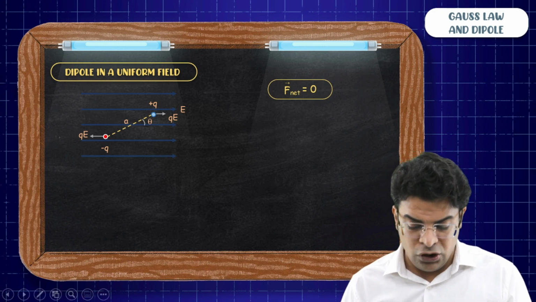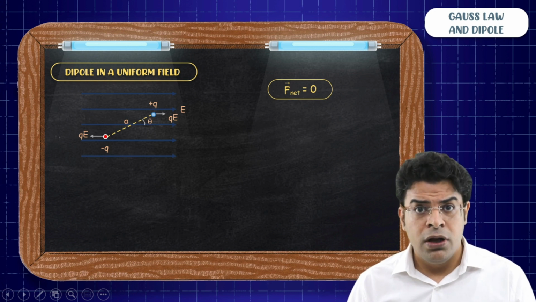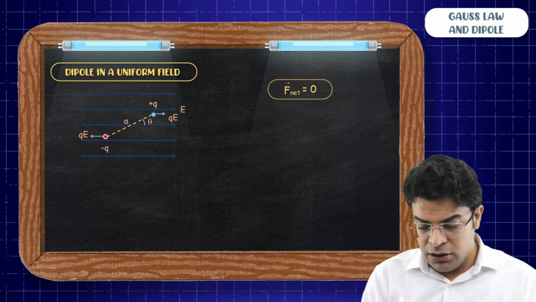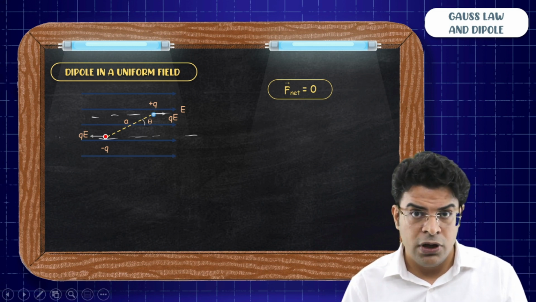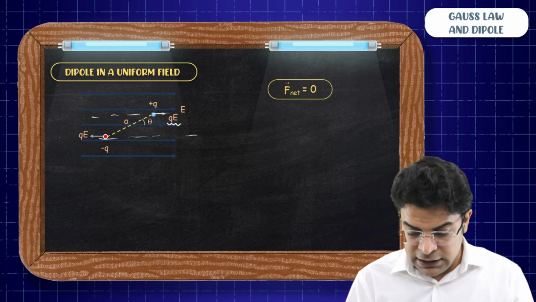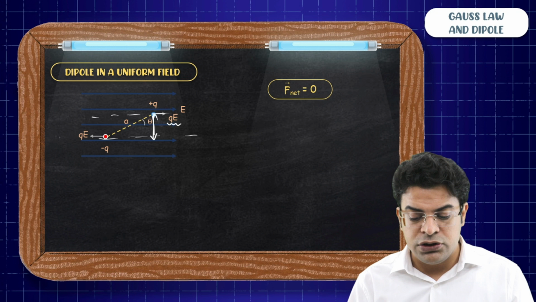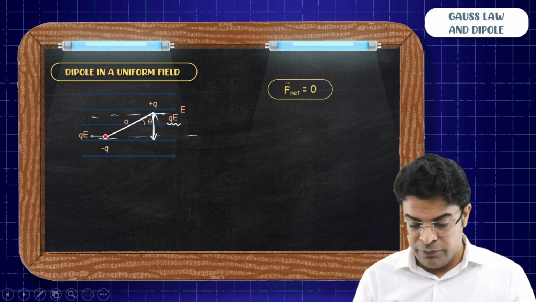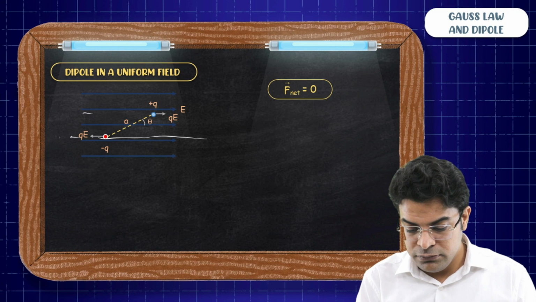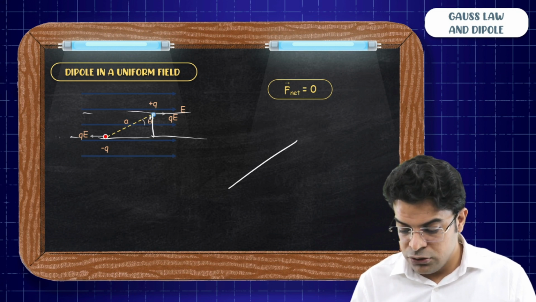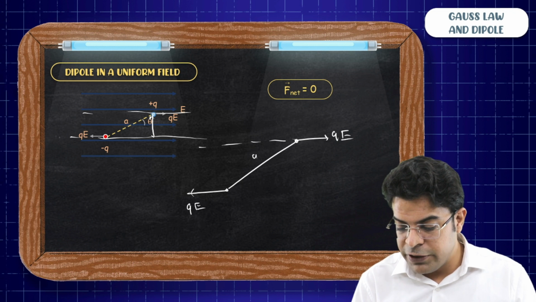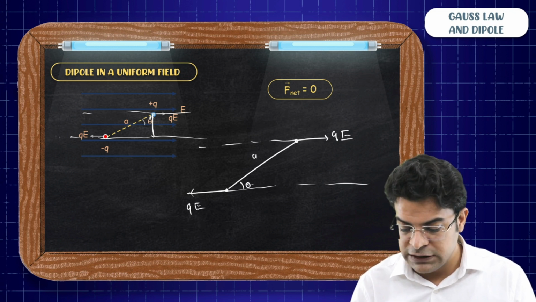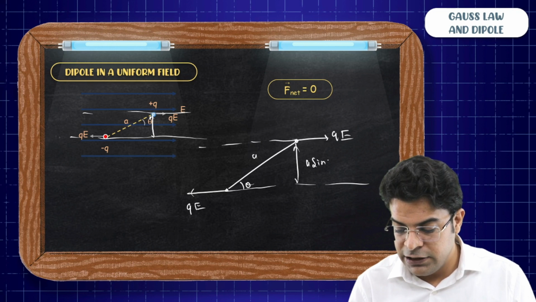Now how to write the torque? We have learned couple. The torque due to a couple is nothing but the force times the separation between the line of action of force. The magnitude of force here is QE, and the separation between the line of action of these two forces will be nothing but A sine theta. Visualize this triangle. So the hypotenuse is A. Here a force acts QE backwards. Here a force acts QE forward. And the separation between the line of action of these two forces is nothing but A sine theta.